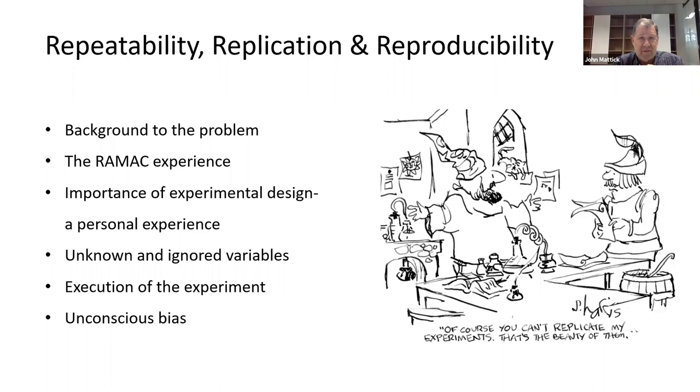So I think the messages, before I get to unconscious bias very quickly, are that it's really important to put a lot of time into experimental design. You know, what's going to go into each tube, how you label each tube, what the controls are, et cetera.